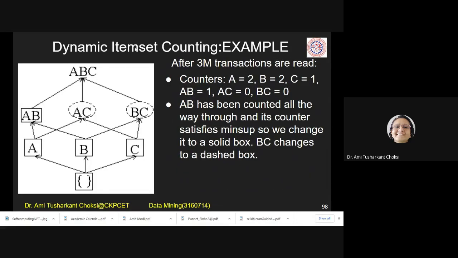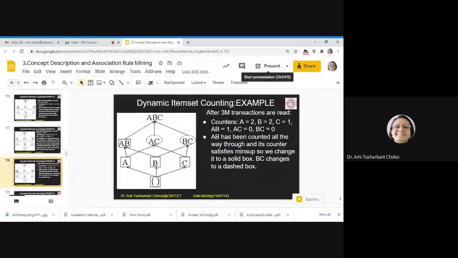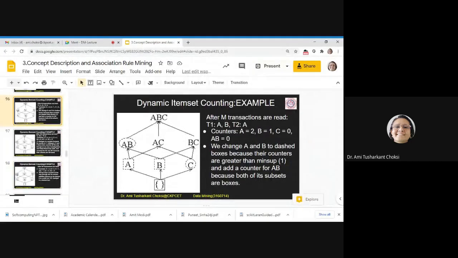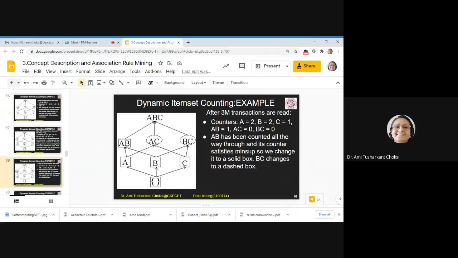Now, after 3M transactions, that means again the first two transactions are read, right? First two transactions are read. So what will be there? Let me put the transactions here so you can have the idea. What is there for T1, T2, right? You have the idea, but you may not remember what is there in the transaction. Better to put it here, so you can see that properly and you can remember that also properly, isn't it?